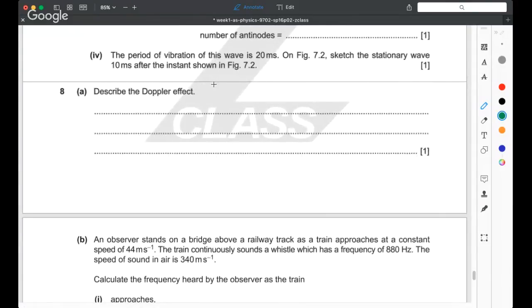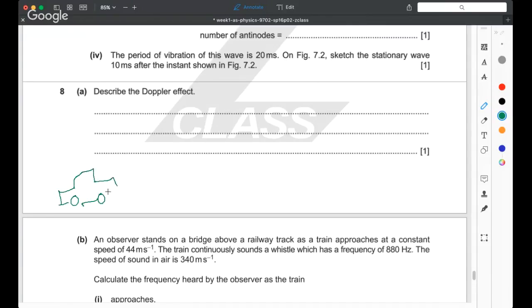So number 8. They describe the Doppler effect. Isn't that when the frequency is different to an emitted frequency, when the motion between the observer and its source is something? It's just that the definition is a little hard, it's so long for this. So remember just the car.